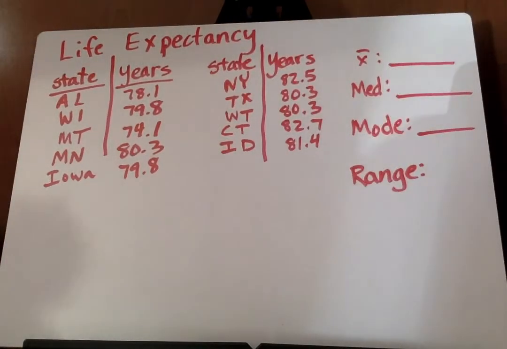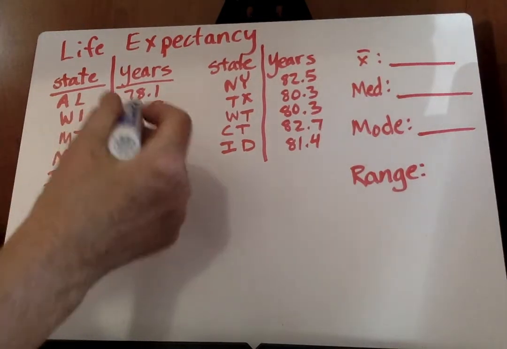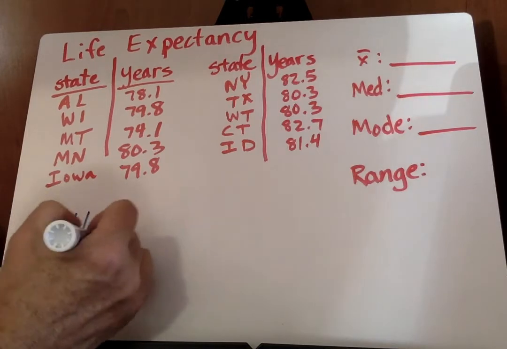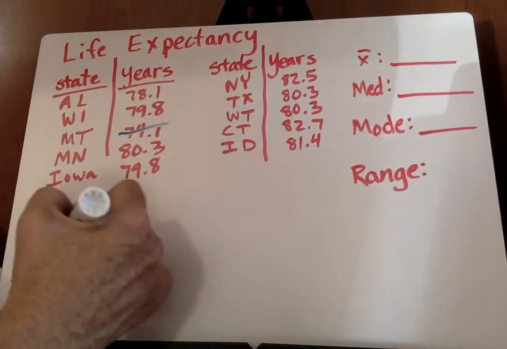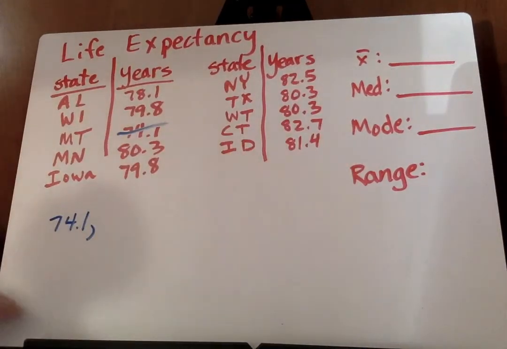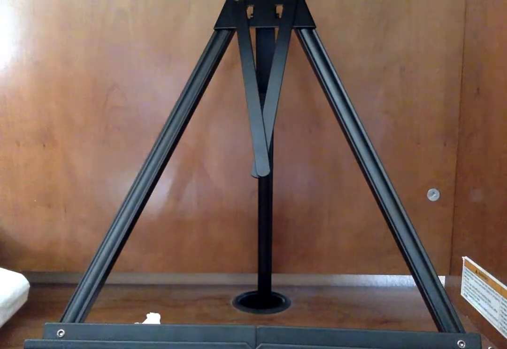Life expectancy. I think I'm going to let you do this one. Just make sure you write them down from least to greatest. When you start writing them down, you'll see the lowest is Montana at 74.1, and cross them out up here as you write them from least to greatest, and then figure out those things for life expectancy.